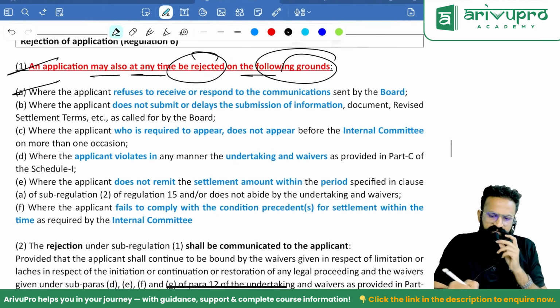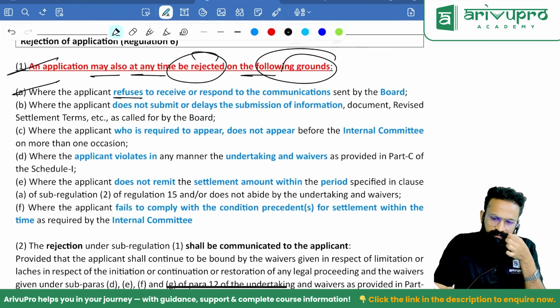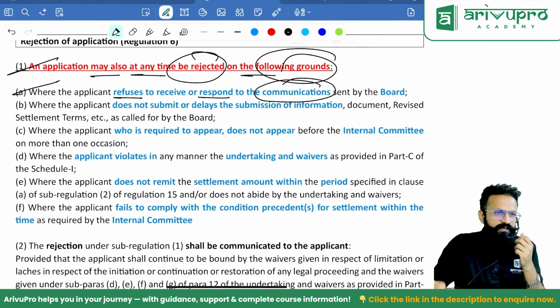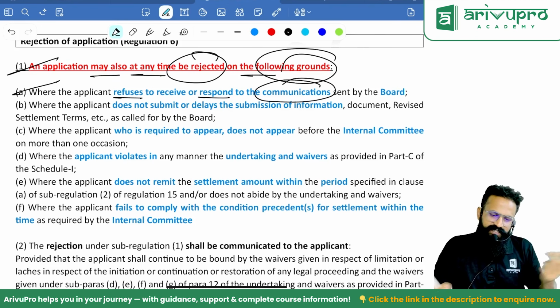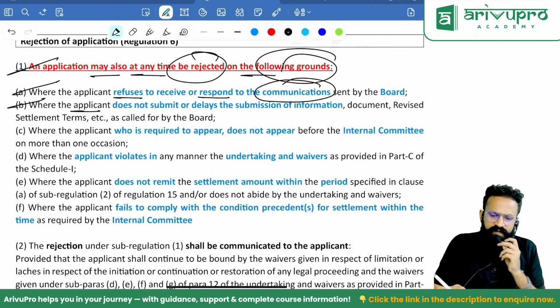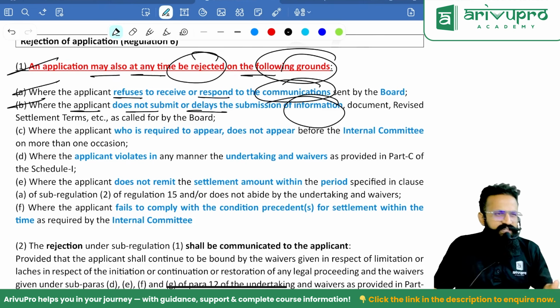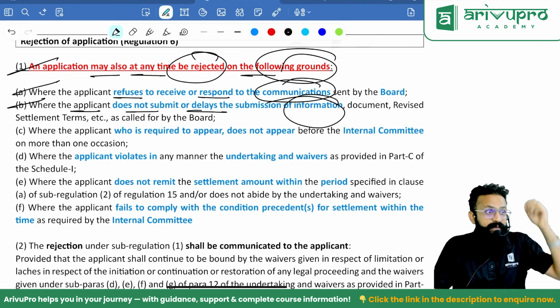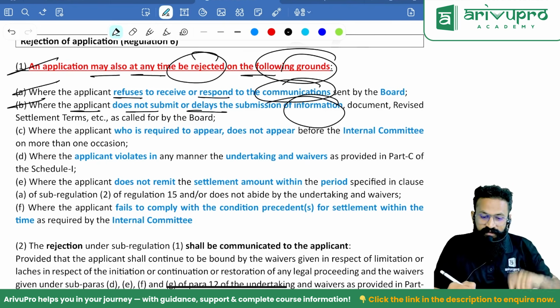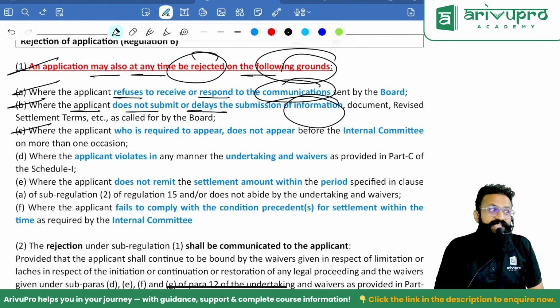What is that? Where the applicant refuses to receive or respond to the communications. I started it, but I am not continuing it. I can reject it. Where the applicant does not submit or delays the submission of information, saying sir, another 3 months, sir, another 5 months, I'll give it to you. I'm not going ahead with the pace of settlement. Third one, I told you, right, that Sahara dispute.